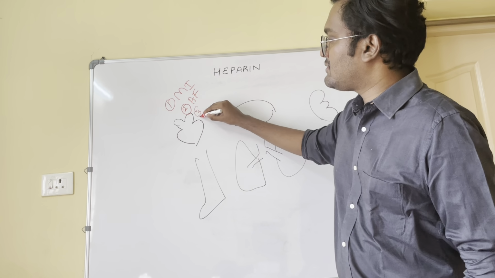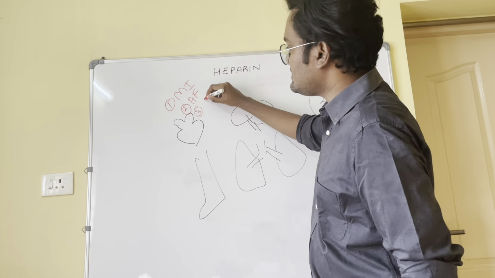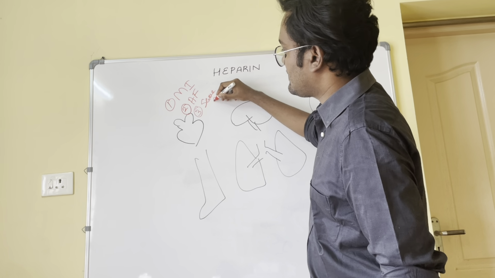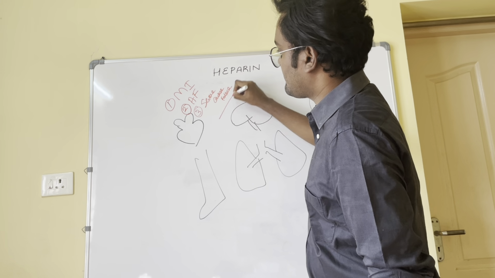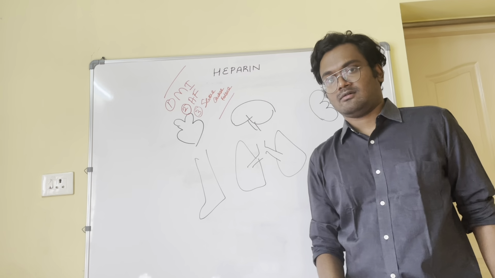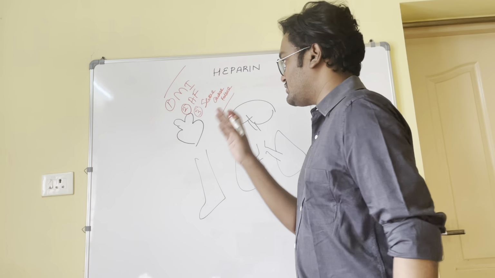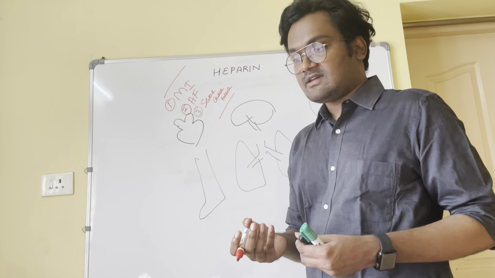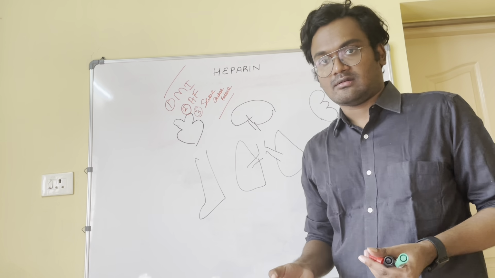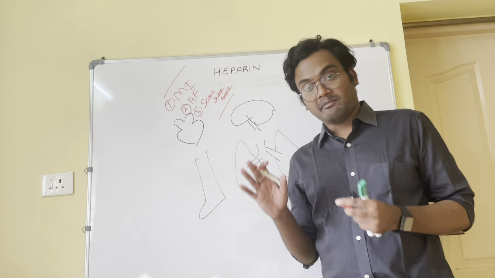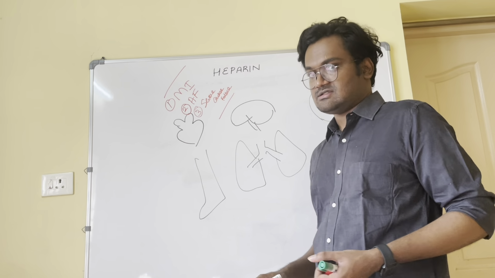Third, where else do you use heparin? In severe cardiac failure. In severe cardiac failure there is stasis, which is essentially a part of Virchow's triad, so you use heparin. These are the main cardiac indications of heparin. I might have missed a few, but these are the main ones.